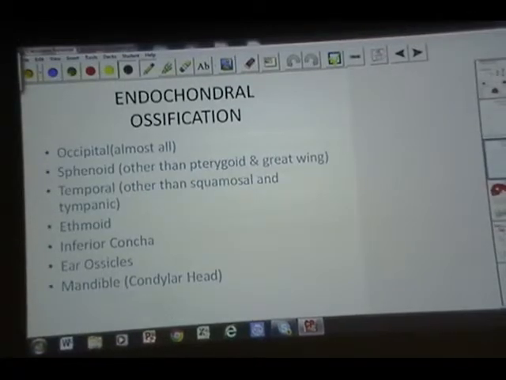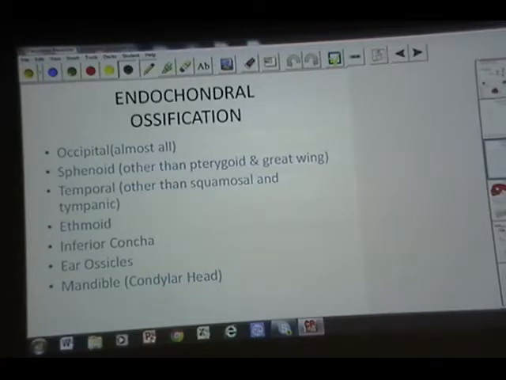And endochondral ossification: almost all of the occipital bone develops endochondrally, but that consists of the portion of the occipital bone that really helps to make up the floor of the posterior cranial wall, the posterior cranial fossa, which includes the base of the occipital bone. So it kind of surrounds the foramen magnum. The endochondral portion surrounds the foramen magnum.